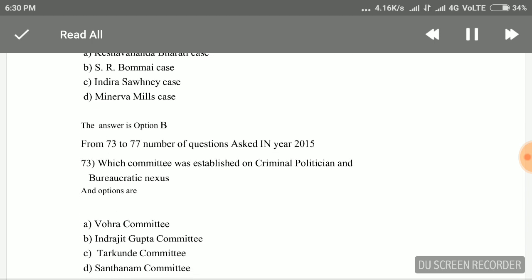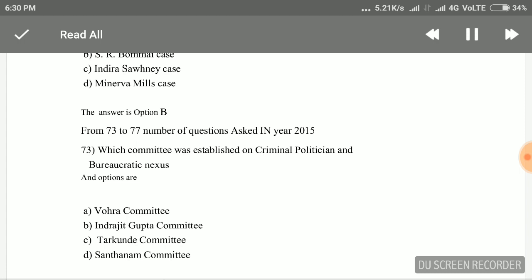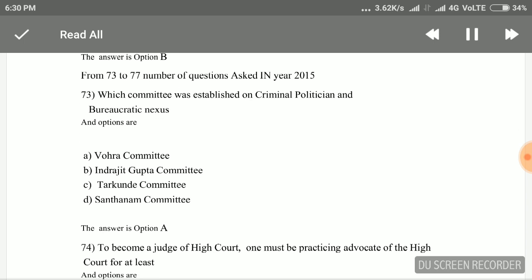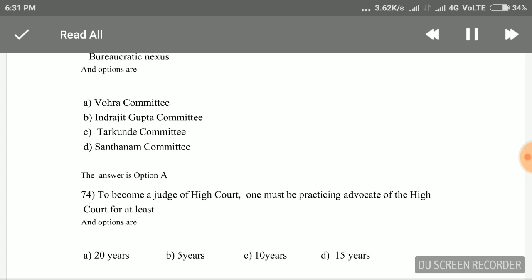From 73 to 77, number of questions asked in year 2015. 73. Which committee was established on criminal politician in bureaucratic nexus? And options are A. Vohra Committee, B. Indrajit Gupta Committee, C. Arkunde Committee, D. Santhanam Committee. The answer is option A.